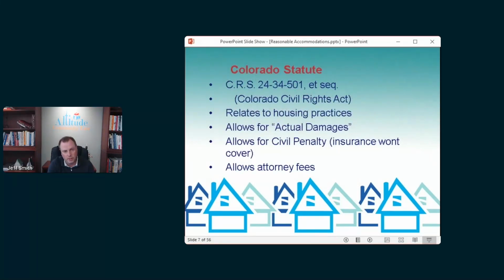Colorado also has its own statute, the Colorado Civil Rights Act. It relates to housing practices. It will allow for actual damages, and also allows for civil penalties. Civil penalties are something that your insurance won't pick up. It also allows for attorney's fees.